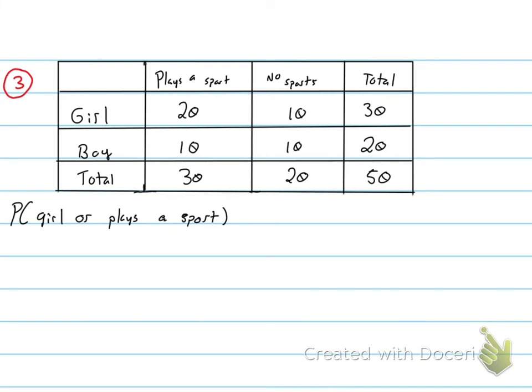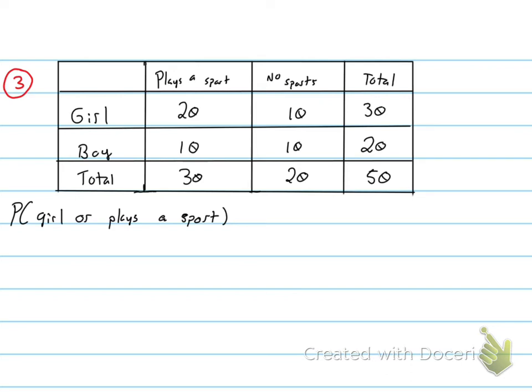Let's look at one more example looking at a chart here. When we have our stuff in a chart, there's a shortcut that we can do for these kinds of problems, which we'll go over in class. So let's say I take a survey of 50 students. I mark down whether they're a girl or a boy, and I want to know if they're a student athlete or not. So if they play a sport or they don't play a sport. And these were the results that I got.